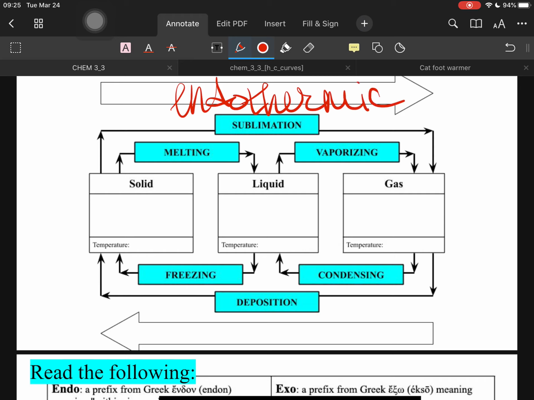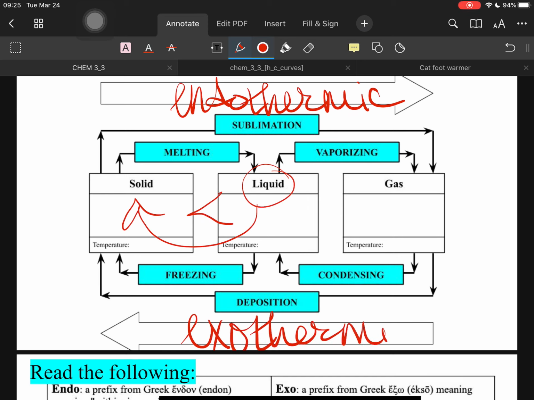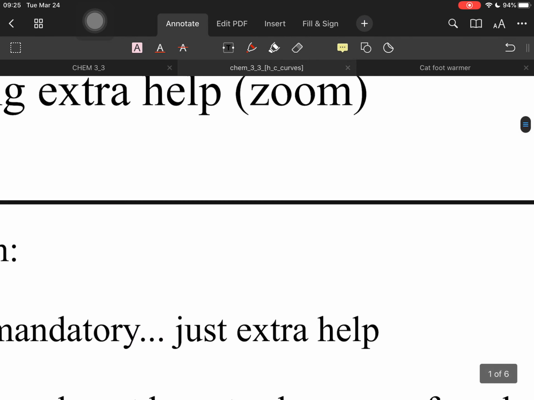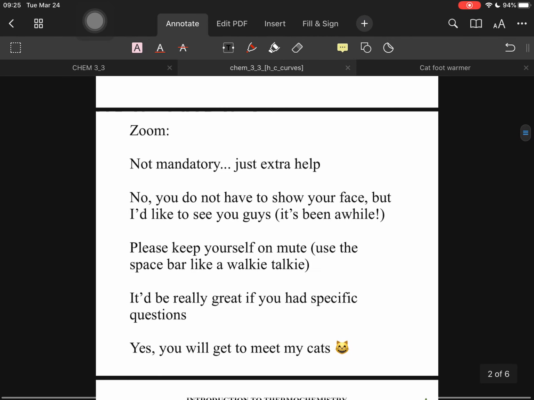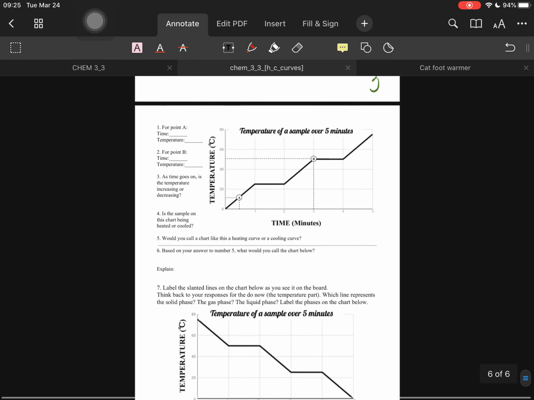On the flip side, right, heat is going to be exiting, right? A liquid has more heat than a solid, right? So I would have to take some of the heat out of a liquid in order to get it to be a solid. So the heat would have to exit. So these processes would be exothermic. Okay.